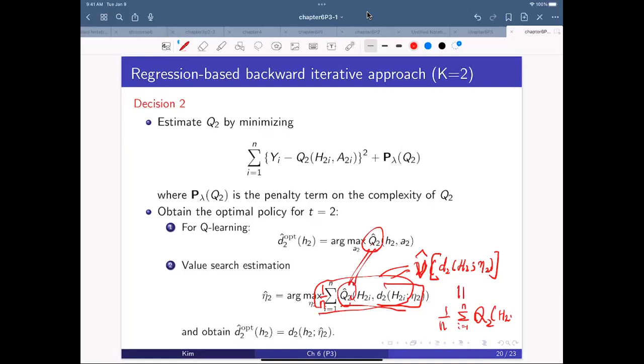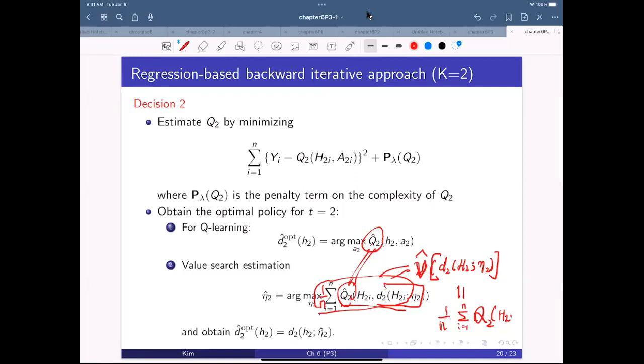We are talking about regression-based approaches. So under the regression, we learn the Q function and then use it to find the optimal decision, either by directly using the maximizer or by using the value.